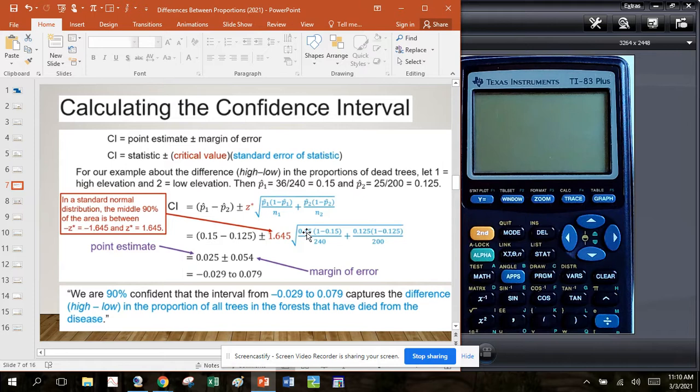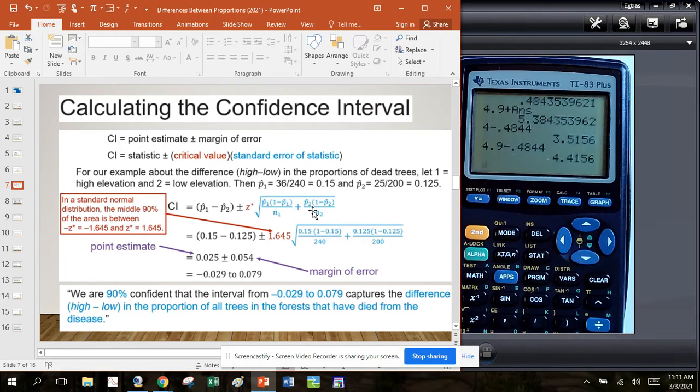But remember, here we're trying to figure out a confidence interval. So for 90% confidence, remember we use z-scores for this. So our critical value is going to be 1.645. And similarly, we have our standard error right here, which is basically a combination of the two different standard deviations. You put all that together, and here we have our confidence interval. We're going from negative 0.029 to 0.079.